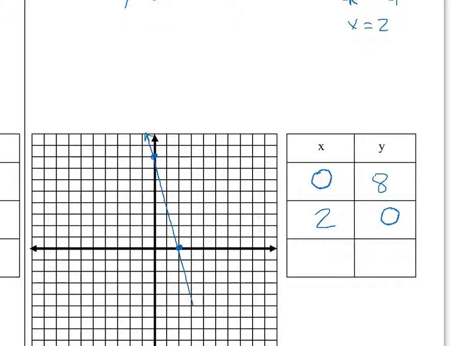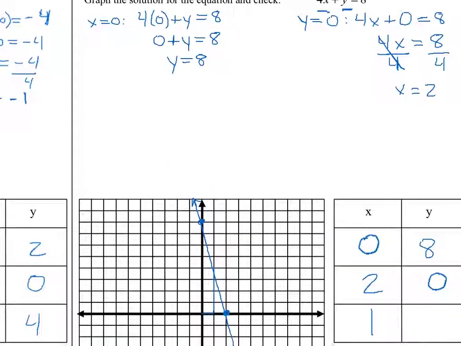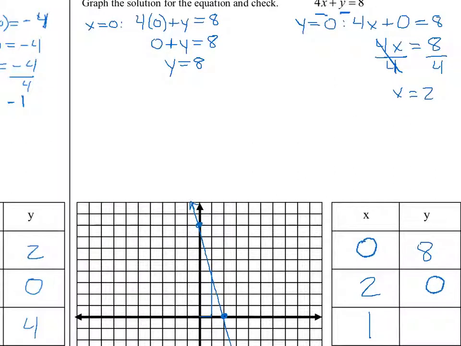So when I'm looking for points that I think actually look like they belong here, as I'm going through, it looks like this one kind of goes right through the corner. So I'm expecting that I should see the point 1, 4 on there. So I'm going to plug in x is 1, and we're going to hope it comes out to 4. If it doesn't, that means we've got a mistake. All right, so when x is equal to 1, that's 4 times 1 plus y is equal to 8.